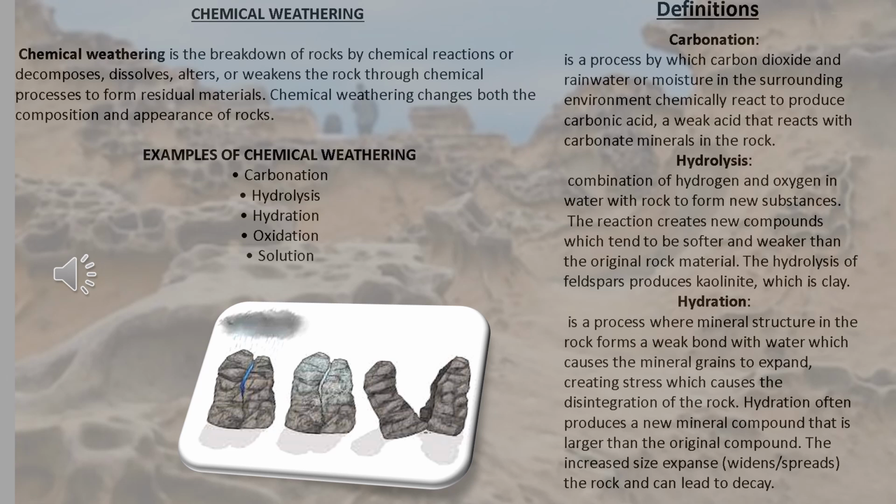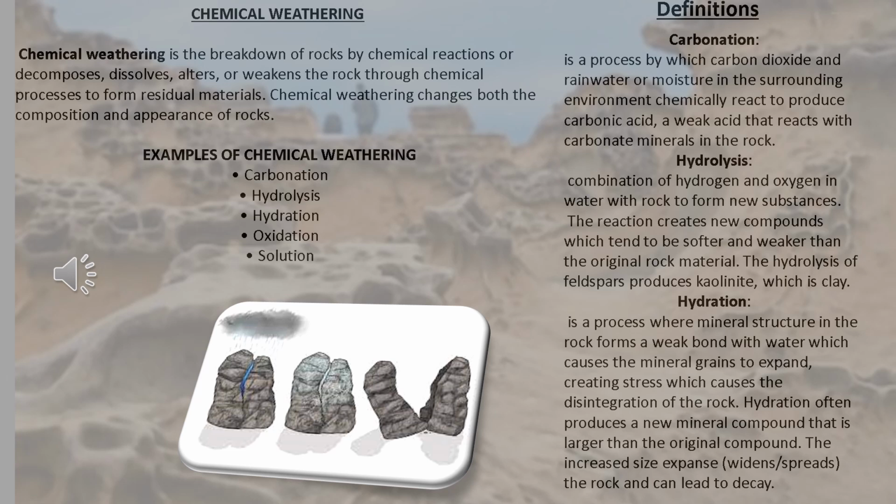Solution carbonation is a process by which carbon dioxide and rainwater or moisture in the surrounding environment chemically react to produce carbonic acid, a weak acid that reacts with carbonate minerals in the rock. Hydrolysis is the combination of hydrogen and oxygen in water with rock to form new substances. The reaction creates new compounds which tend to be softer and weaker than the original rock material. The hydrolysis of feldspars produces kaolinite, which is clay.